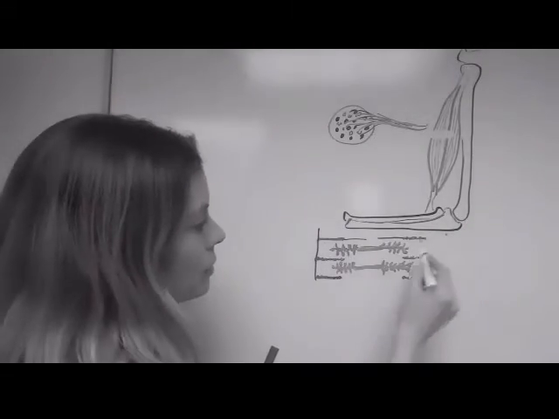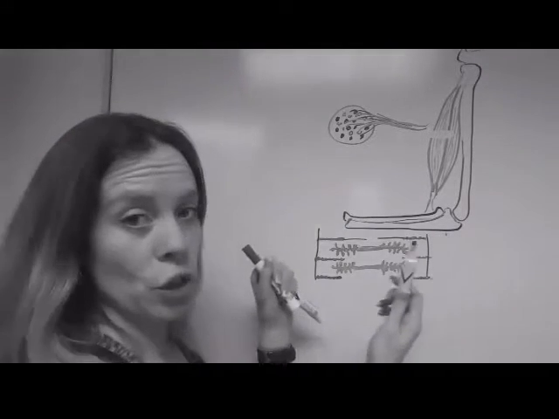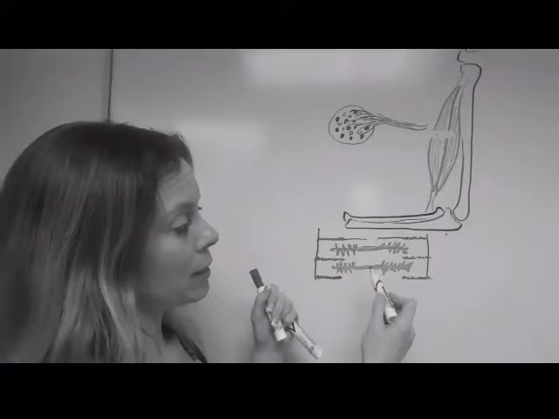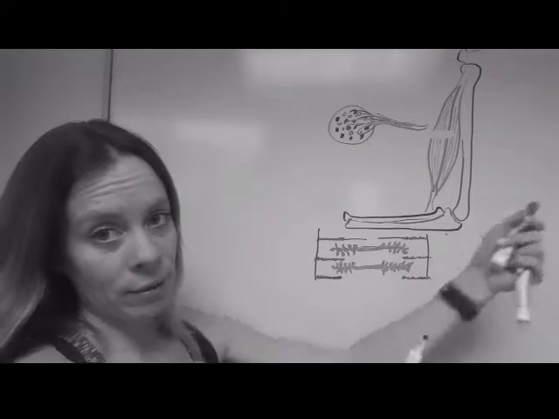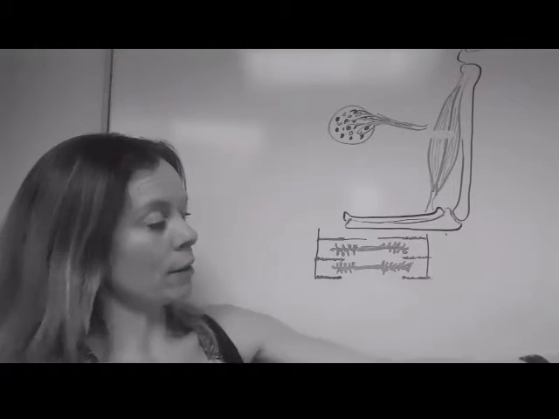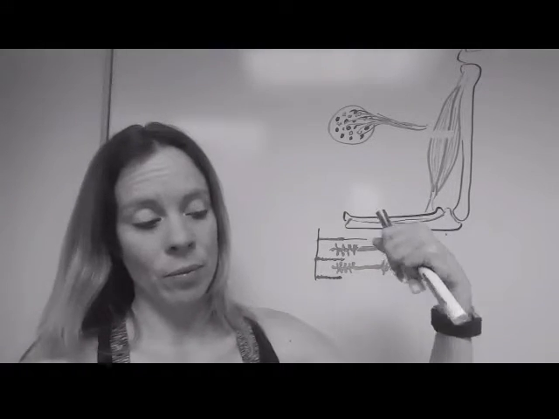And then the muscles get shorter. So that's how your muscles get shorter. Your myosin attaches onto your actin, and then as you contract, it brings it together and you shorten that way.